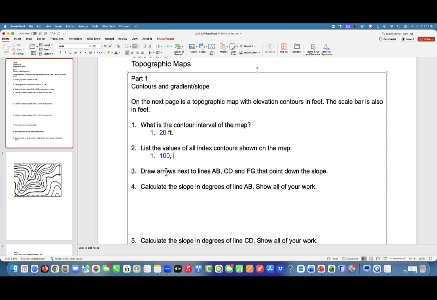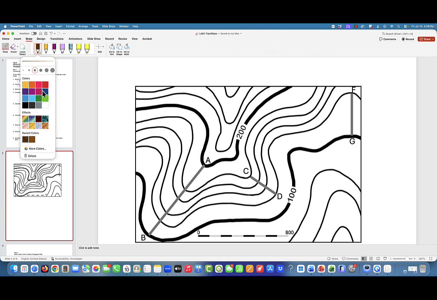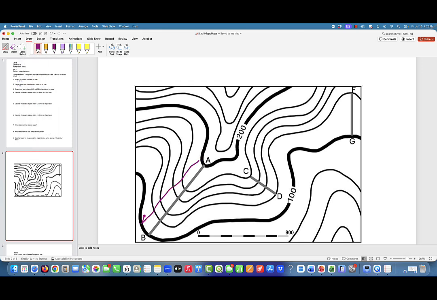Then it asks you to draw arrows between A and B, C and D, and F and G that point down the slope. We just want to make sure everyone understands, right? The higher values mean we're further up in elevation. The lower values mean we're further down in elevation. And just don't draw it right on top, so you don't get confused while you're measuring things. But you can draw it over here somewhere. Just put an arrow on here to show this is a downward slope, and then do the same for C and D and F and G.